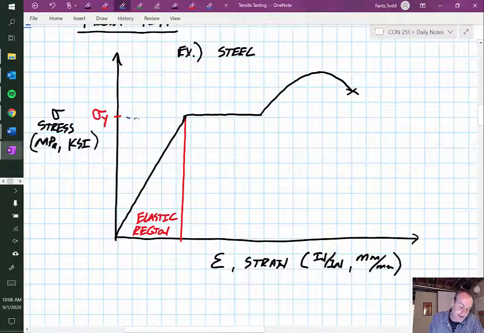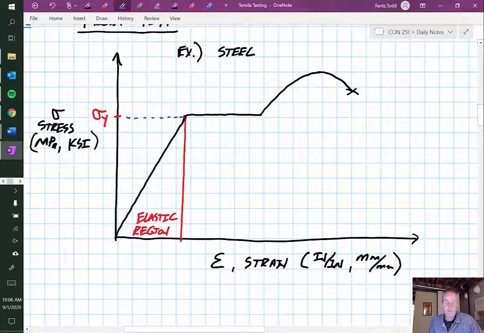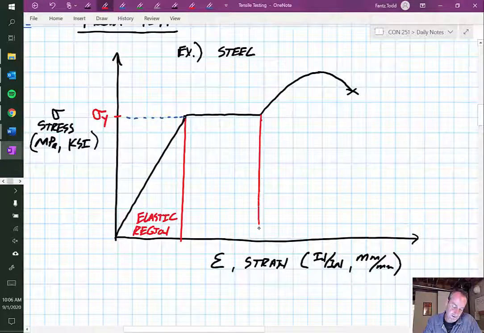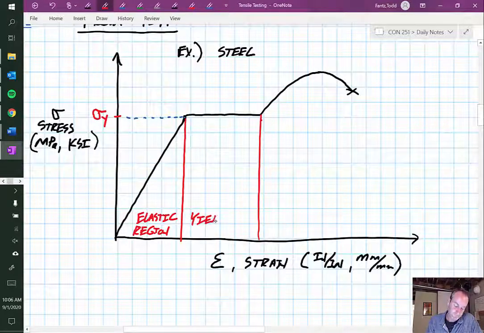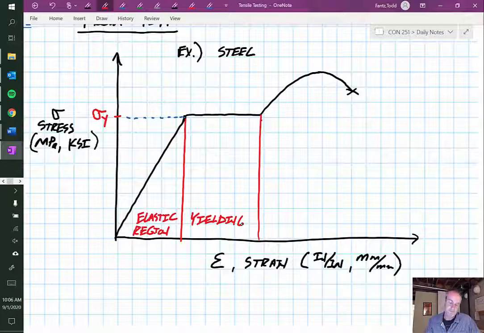Sigma y actually stands for our yield stress. So it's the stress when the material starts to yield or starts to go flat. And so because of that, this whole section where it's basically a flat part of the curve, we call the yielding section of our curve. And that happens up until we get to this part where it starts becoming stronger once again.